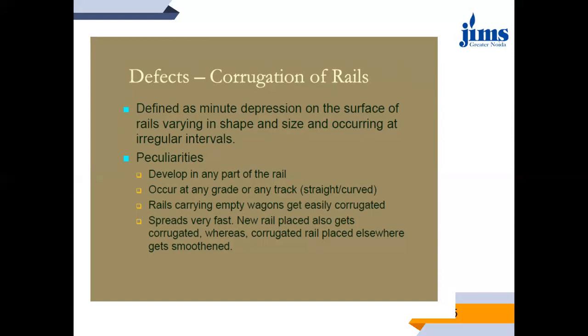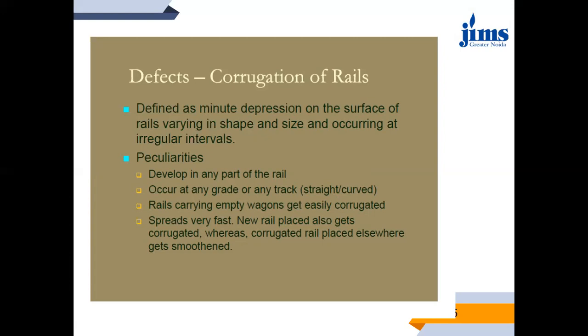But when we talk about corrugation of rails, it is actually minute depression on the surface of rails, which may be varying in shape and size, and it may be occurring at regular or irregular intervals. Okay, so there cannot be a regular or fixed pattern of corrugation that can be seen on the rail.